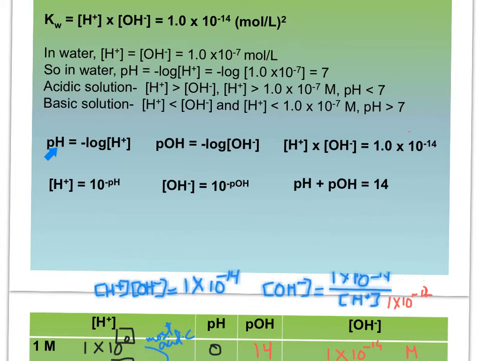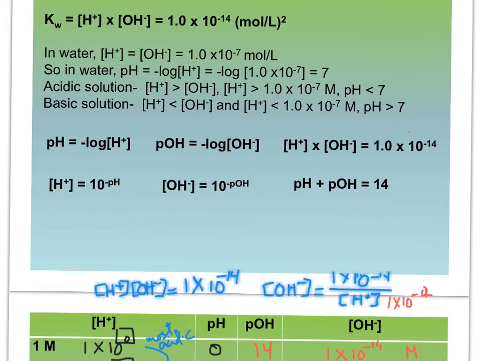So first one, pH is equal to negative log of H plus. I think most people already know this. This one is the same exact thing as this, except you put OH instead of H. So if you know this one, you should know that one. This one we know from the last slide, so you need to memorize this one. If you know this one, you can figure this one out by taking negative log of this. These two are the inverse logs. Inverse log is 10 to the power.